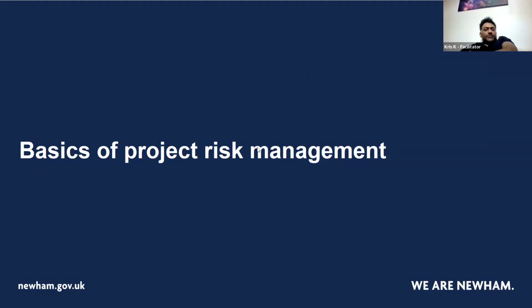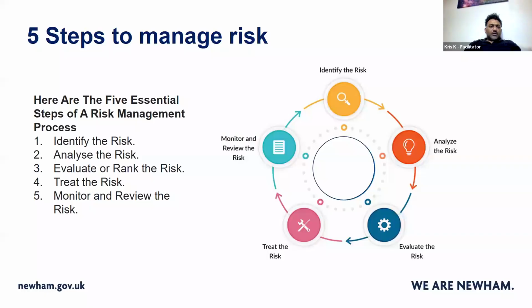So some basics of project risk management. There's many examples of project risk management, but there's some simple ones, some guidelines on how to manage your risk. So first of all, you need to identify your risk. You need to analyze the risk, evaluate or rank the risk, and treat the risk. Number 4, and then monitor and review the risk. So you can see that from the cycle on the right hand side.